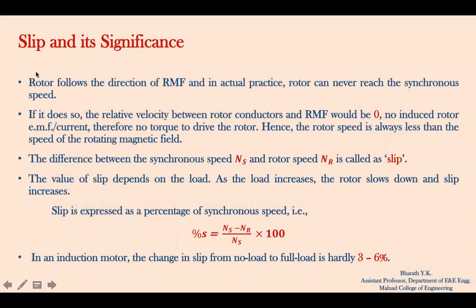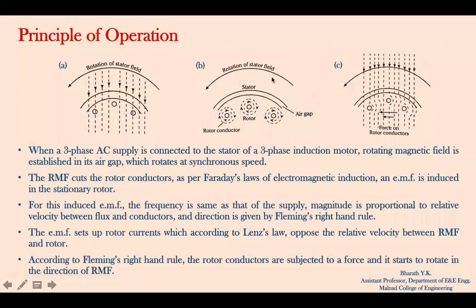So next comes slip and its significance. As we know, the rotor follows the direction of the rotating magnetic field, and in actual practice, the rotor can never reach the synchronous speed. If it does so, the relative velocity between the rotor conductors and the rotating magnetic field would become zero. This means that there will be no induced rotor EMF or current. Therefore, there will be no torque to drive the rotor. Hence, the rotor speed is always less than the speed of the rotating magnetic field.